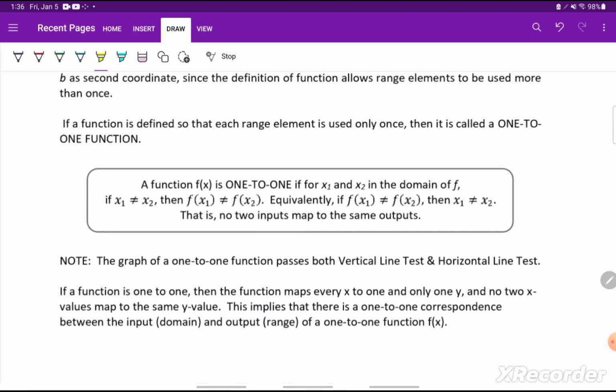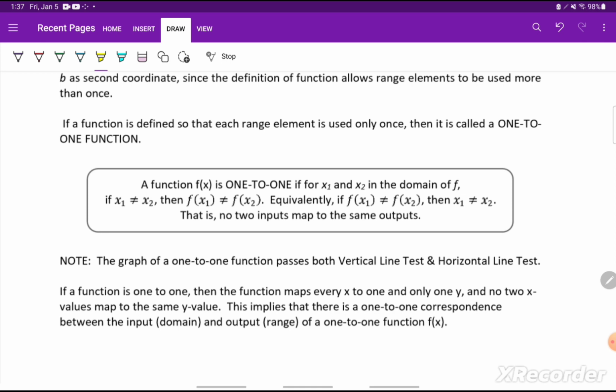A function f of x is one-to-one if for x1 and x2 in the domain of f, if x1 does not equal x2, then f of x1 will not equal f of x2. So basically, if the two x values are different, then the two y values are going to be different as well. Equivalently, if f of x1 is not equal to f of x2, then x1 won't be equal to x2. That is, if the y values are different, the x values will be different as well. No two inputs map to the same output.